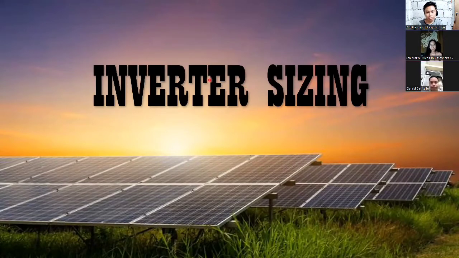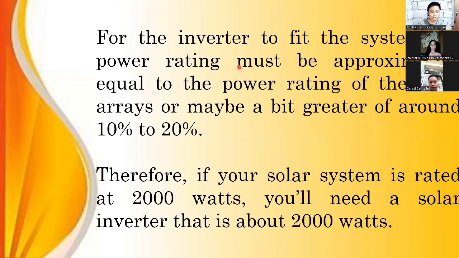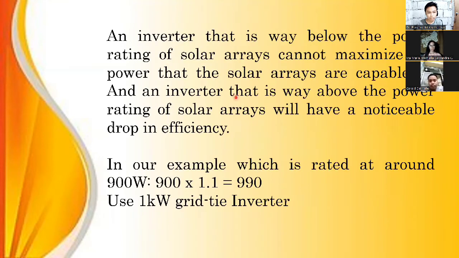So dito naman tayo sa inverter sizing. Dapat yung inverter is approximately equal to the power rating of the solar arrays, or maybe a bit greater, around 10% to 20%. So bakit? Therefore, if your solar system is rated at 2000 watts, you'll need a solar inverter that is about 2000 watts. So ito yung isang dahilan kung bakit dapat magkamukha.